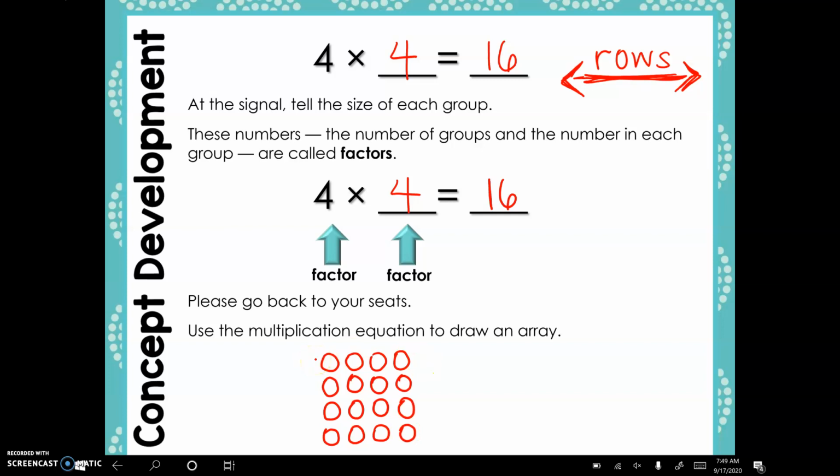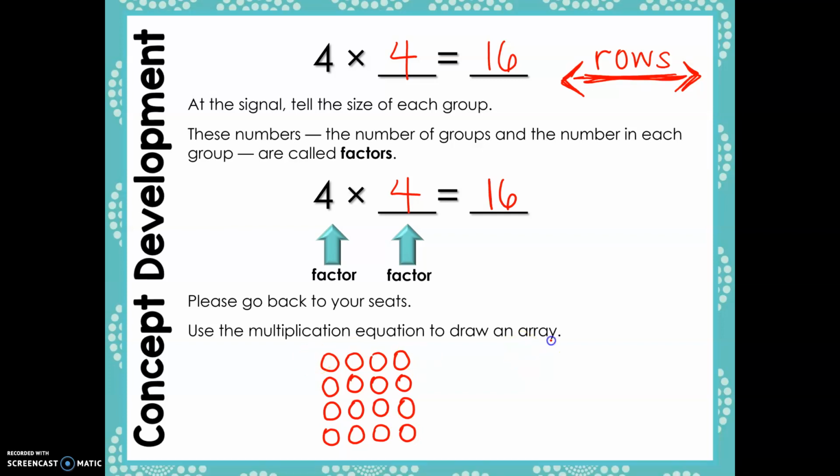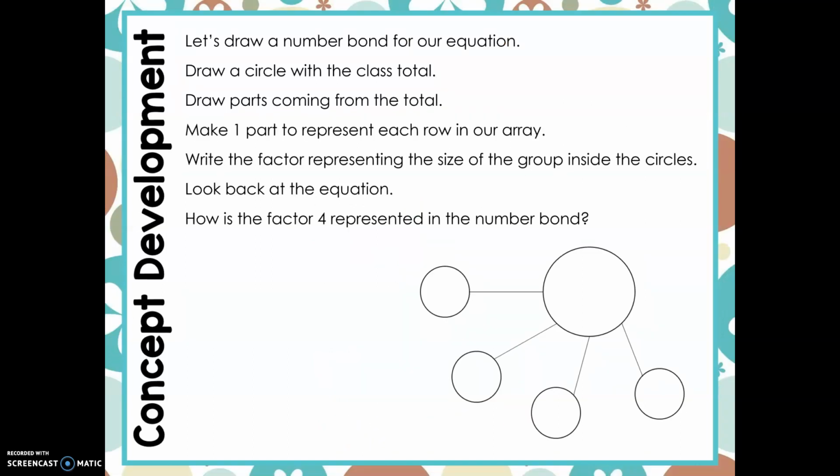On the last slide, we drew a picture. This is our array because it's an organized group of circles or shapes. So now we're going to practice drawing something called a number bond. So this is another way that we can show our equation. So the first thing says, let's draw a circle with the class total. So from our last problem, what was our total number of students? Okay, we had 16 students total.